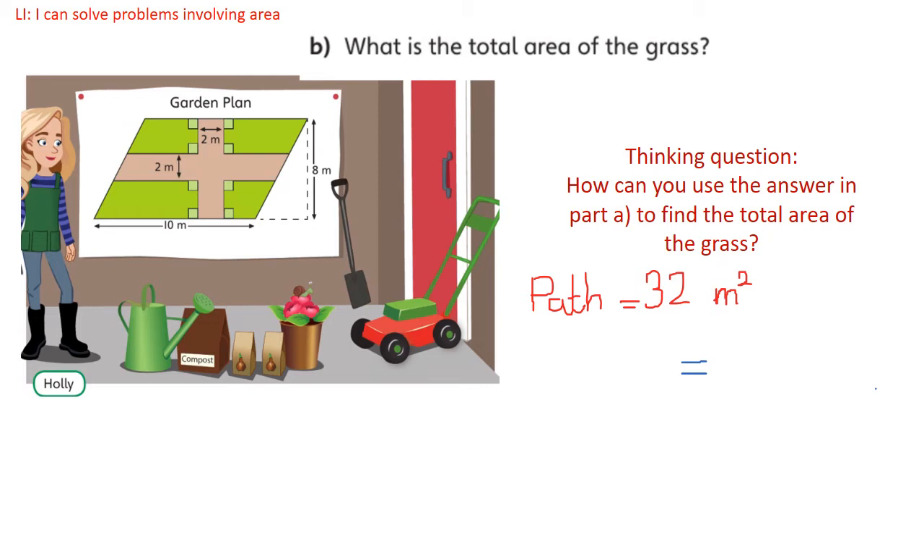How do we find the area of a parallelogram? We do area equals the base times the perpendicular height. Area equals base times height. So in this case, our base is 10, our height is 8. So 10 times 8 will give me 80 meters squared.